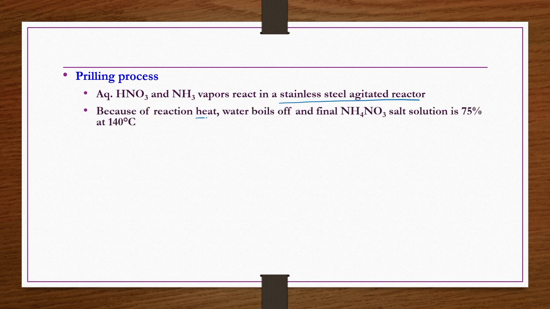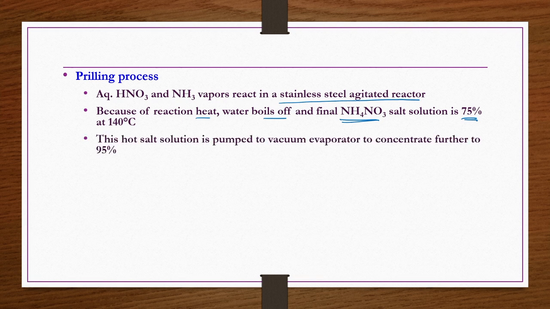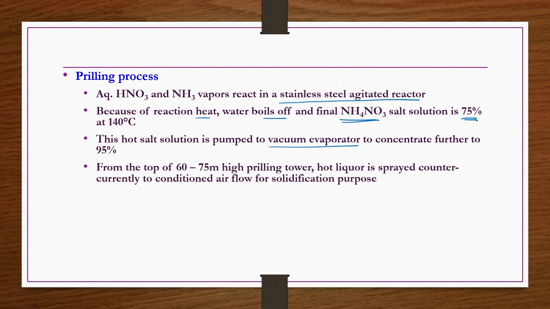Because of the reaction heat, water boils off and the final ammonium nitrate salt solution is obtained, which is 75% pure, and then it is at 140 degree centigrade. This hot salt solution is pumped to a vacuum evaporator to concentrate further to 95% ammonium nitrate. And then this 95% ammonium nitrate, this hot liquor, is sprayed countercurrently to conditioned airflow for solidification purpose in a prilling tower.